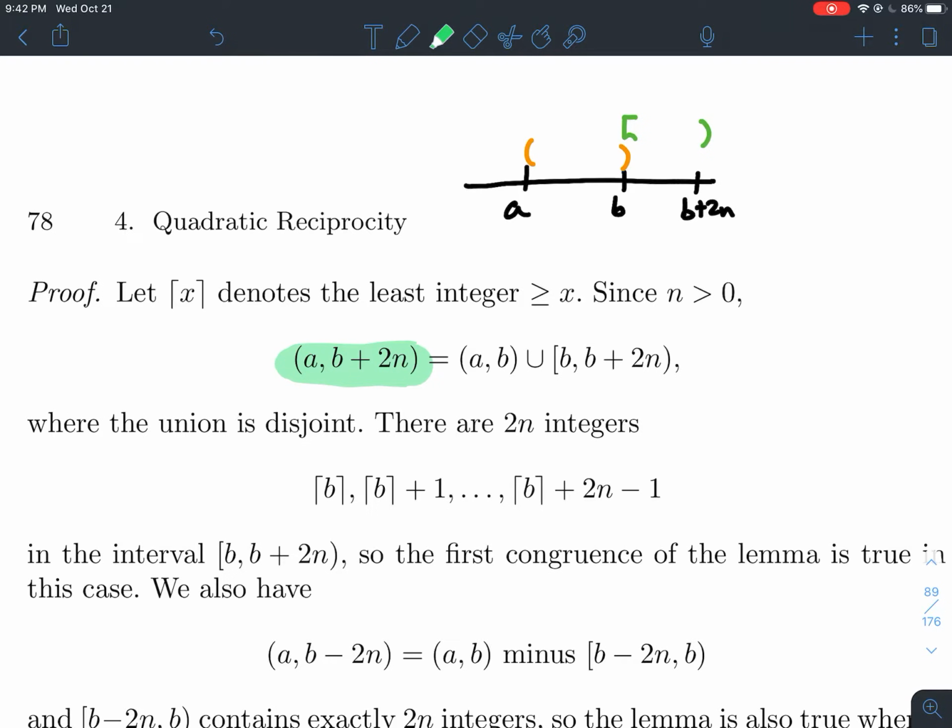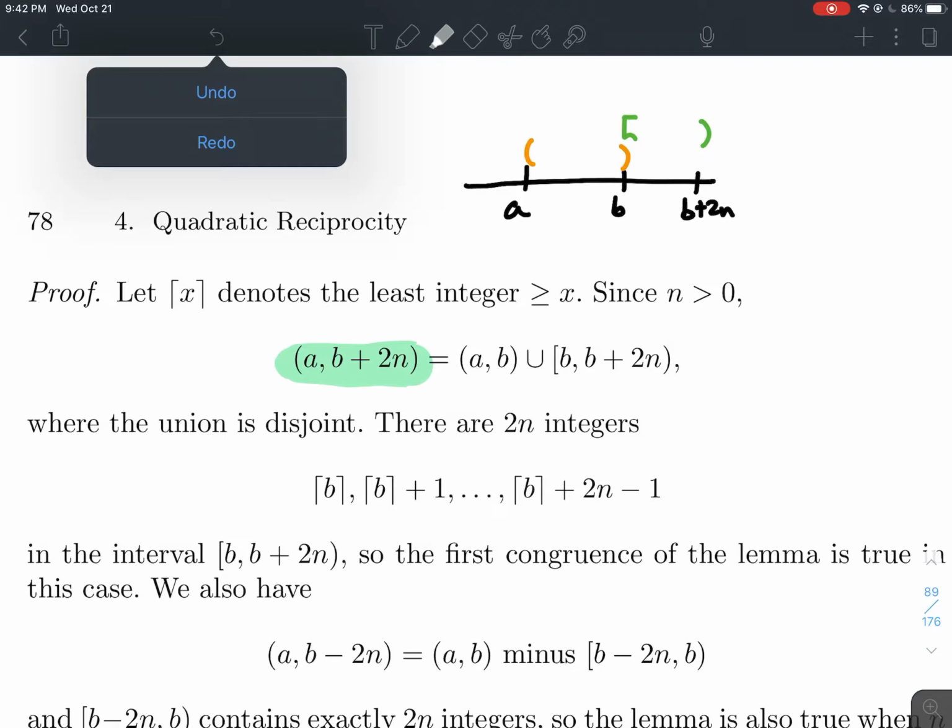What we're going to do is figure out how many integers are in just this green interval from b to b plus 2n. And if I count how many things are in there, well, one thing that would be in there, oops, I didn't want to delete those. Let's get those back in there.